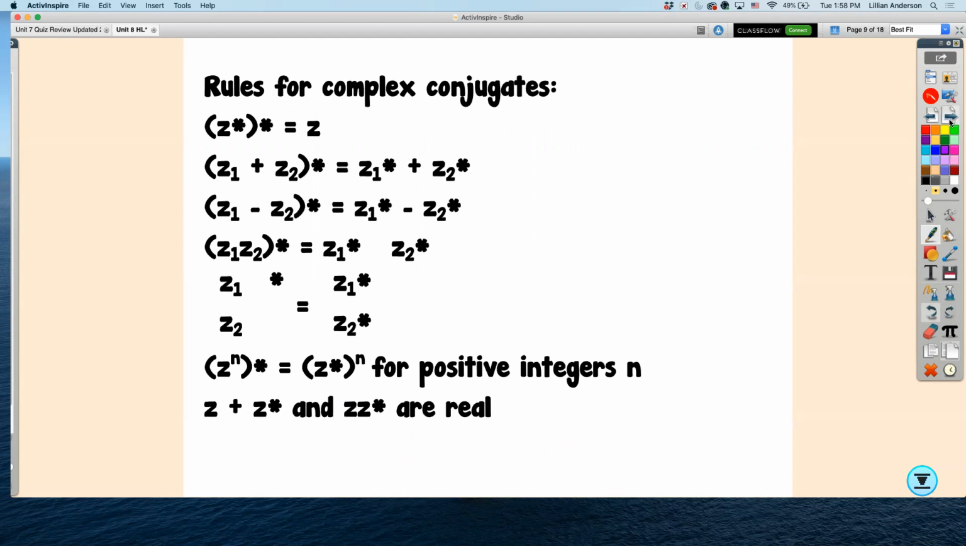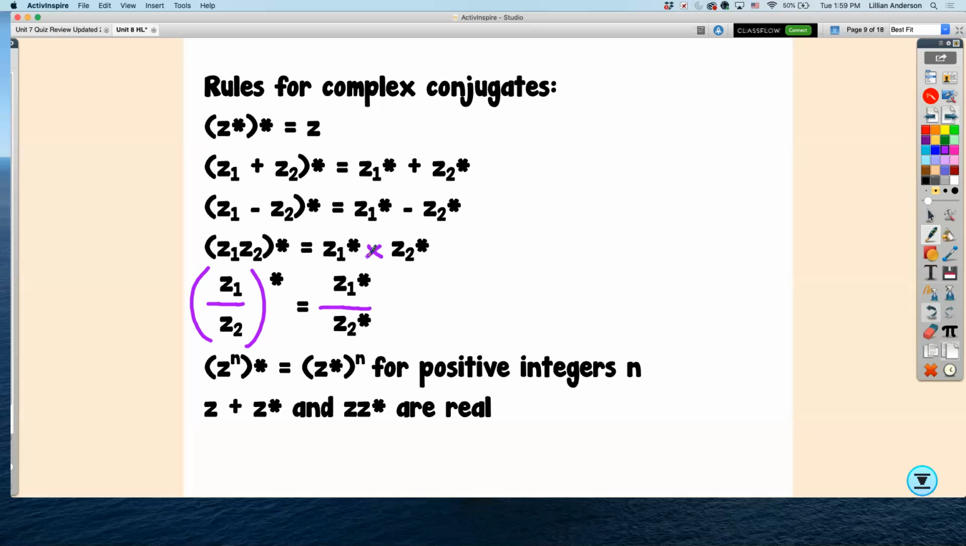Few rules for complex conjugates. Very good to know. Some of them should be kind of just straightforward. If you have the conjugate and it's being raised as a conjugate, you just get the original. Okay. So again, remember the asterisk means the conjugate. If you have two complex numbers being added and you're asked to take the conjugate, essentially that means you just add the conjugates of Z1 and Z2. If you're subtracting two and you're asked to do the conjugate, that's just taking the conjugate of one, subtracting from the conjugate of the other. You see how the other ones go as well.